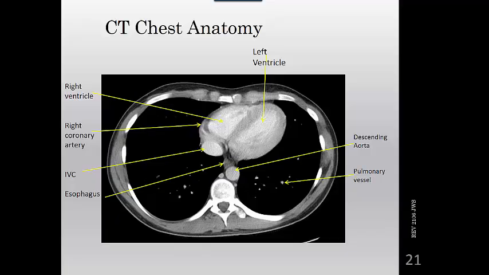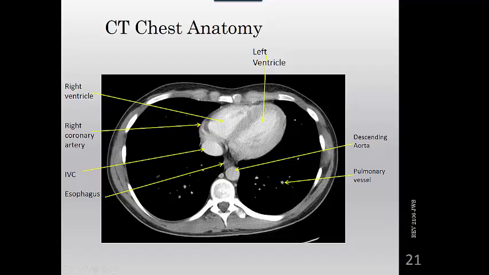Closer to the apex of the heart, you see the left and the right ventricle. Notice the septal wall between the right and left ventricle and the thicker wall of the left ventricle there. You see this here is the thick-walled left ventricle because that's the big pump of the heart. The right coronary artery is displayed, coursing around the right ventricle. You can see it going right here.